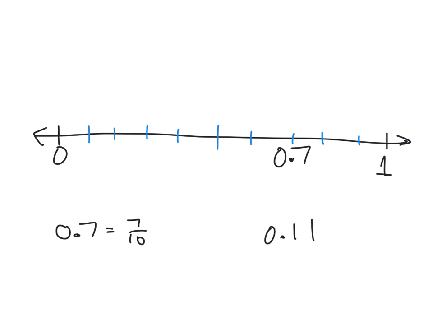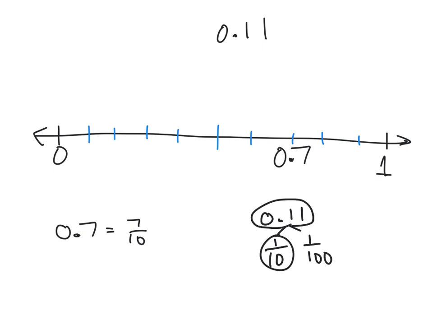0.11? So we want to think about 0.11, and I'll write it again down here, as 1/10 plus 1/100th. So we're doing it like a number bond. 1/10 plus 1/100th. So what does that mean? Well, that means 1/10 is right here. That's 0.1, and of course here's 0.2.